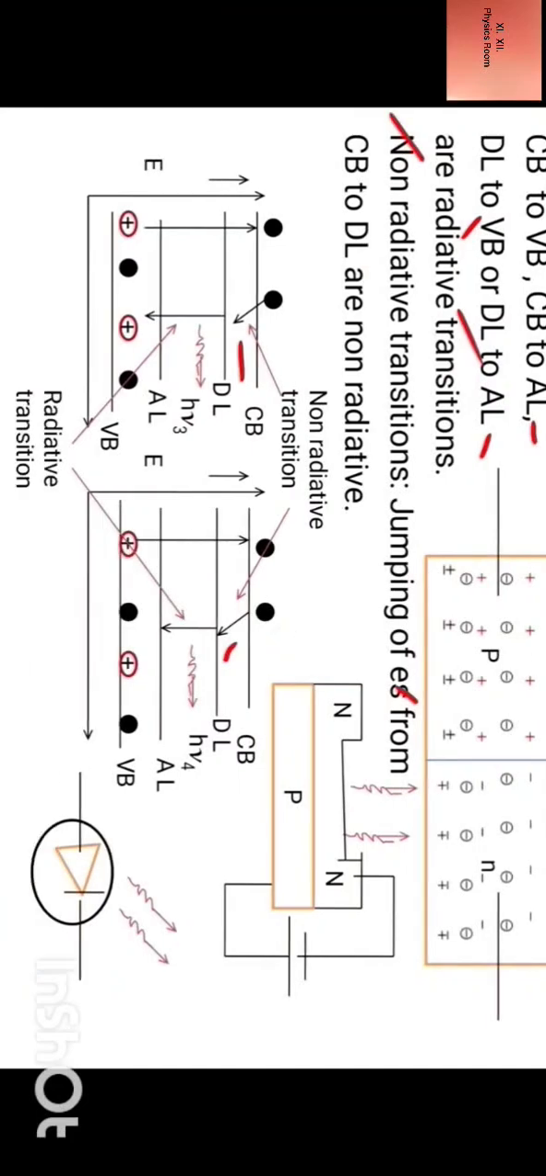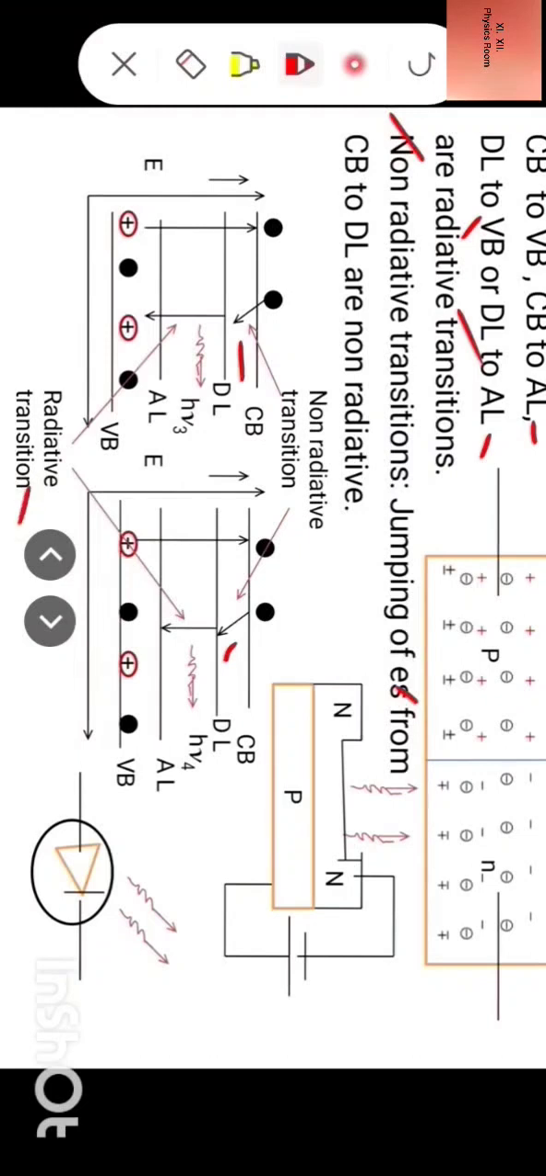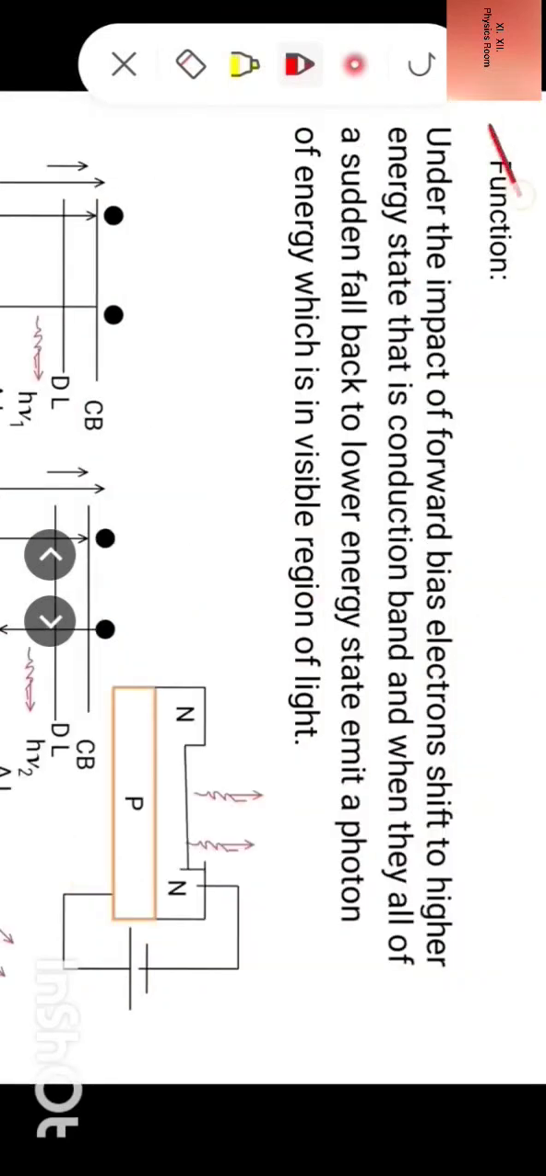So this is how we develop the concept of radiative transitions and non-radiative transitions. These are radiative transitions and these are non-radiative transitions. From the diagram you can make it clear which are radiative and which are non-radiative transitions. Okay. And now function.